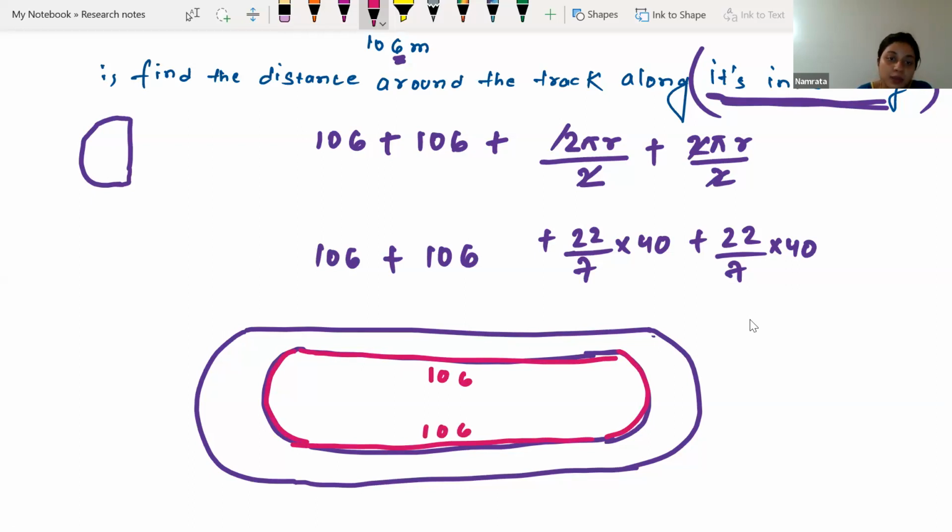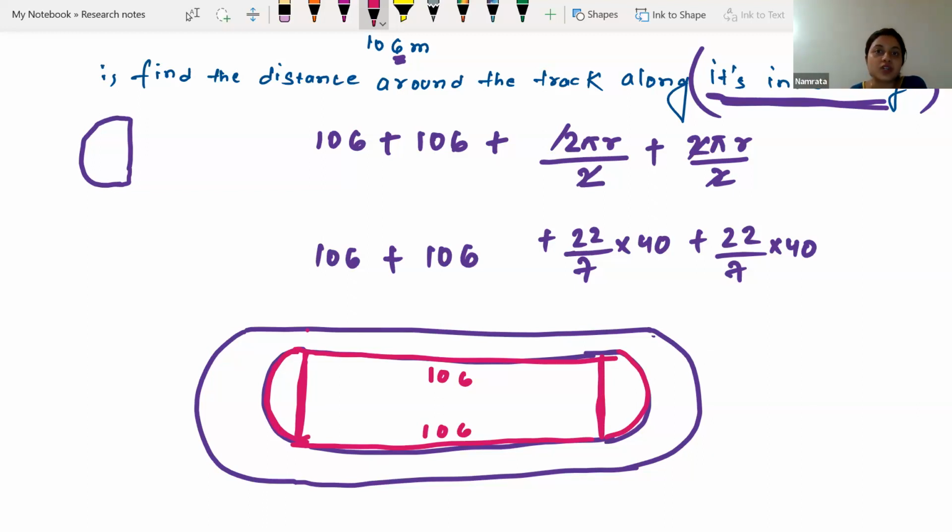Both are correct, but this inner circle's circumference will be different from the outer circle's. We have taken the total as the diameter, right? But when we are talking about the inner semicircle, it will be only this much, and this much. Can you see it? Here it's mentioned that we have to find its inner edge. Find the distance around the track along its inner edge, not the outer edge.